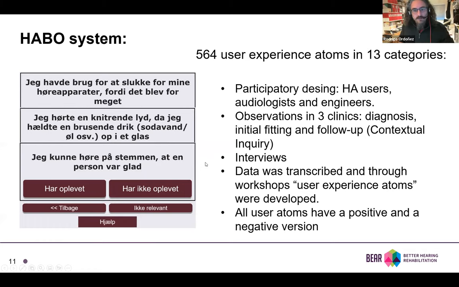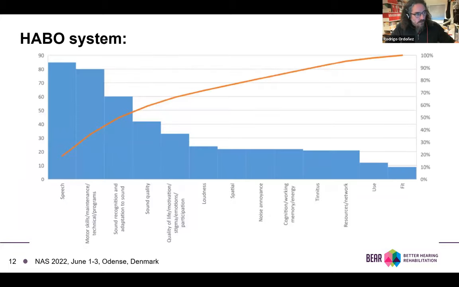So these sentences, rather than asking people to judge on a scale or to evaluate the content of the sentence, ask you to report back if you had this experience or not. So the idea is that through these experiences, both negative and positive, we want to see if within a certain area of interest, the person has reported either good experiences or bad experiences. The 564 expressions or atoms that we devised were divided in 13 categories that we can see in this graph. So, most importantly, speech, of course. A lot of the questions, around 84 questions, were basically around understanding speech and hearing speech.